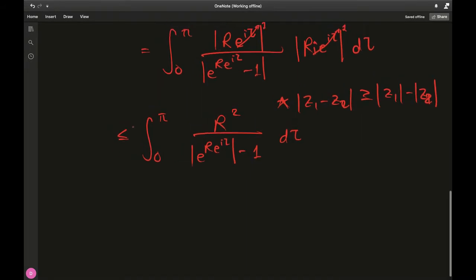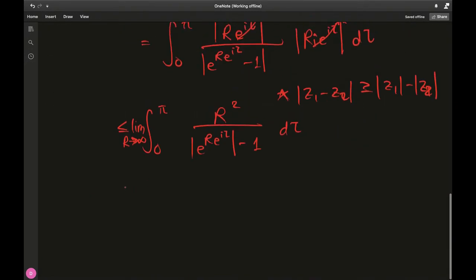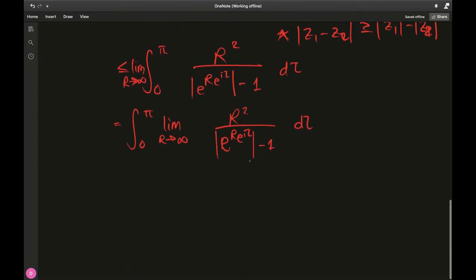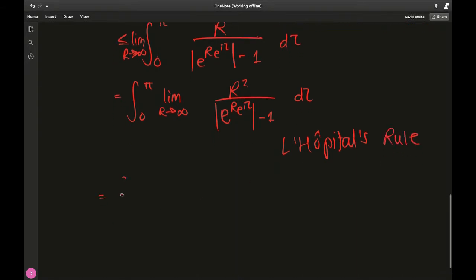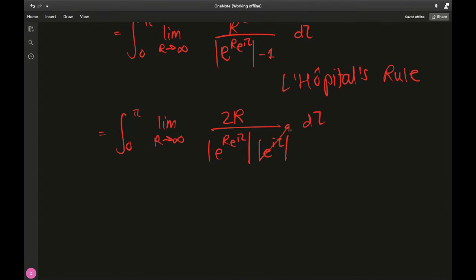Now what I'm going to do is take the limit as r goes to infinity. This path has to basically go to infinity. So again, using convergence and linearity, r squared over mod of e to the r e to the i tau minus 1, d tau. Well, we have an infinity over infinity situation, so if you want to use L'Hopital's rule, you can go ahead and do that. Just have the integral from 0 to pi, limit as r goes to infinity, 2r over e to the r times e to the i tau times modulus of e to the i tau, d tau. Well, the mod of this will go to 1.